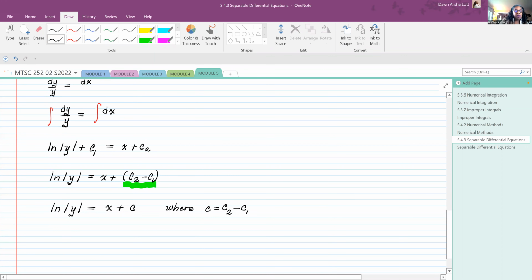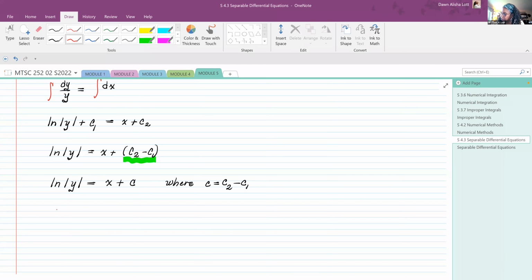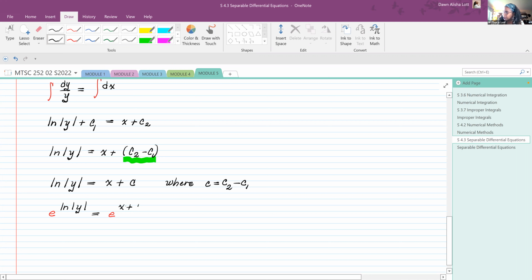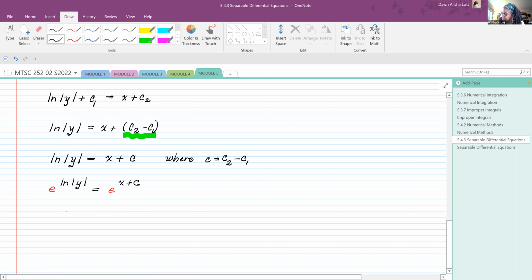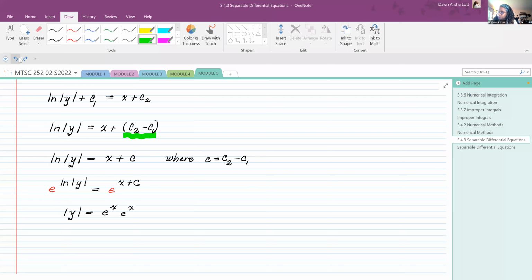Okay, so now I'm still trying to solve for y. So I'm going to take e to the natural log of the absolute value of y. And then I'm going to get e to the x plus c. Now on the left-hand side, I'm just going to get the absolute value of y. And on the right-hand side, I'm going to get e to the x times e to the c. Big mistake, that's e to the c.